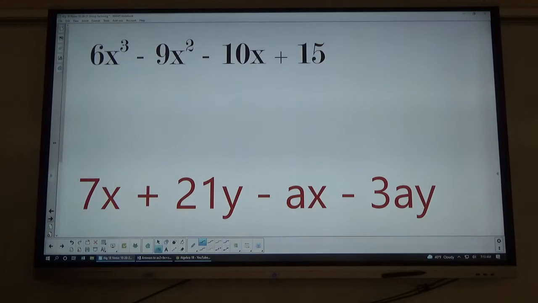Try these two problems and see how you do. I'll give you a few minutes to work on that. Pause it. When you unpause it, I'll go over it with you. All right, let's take a look.